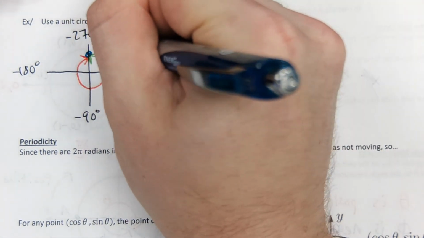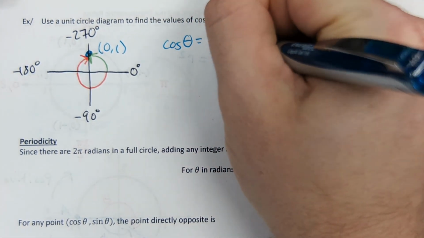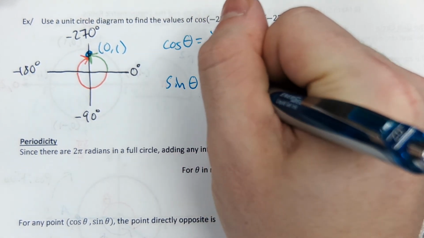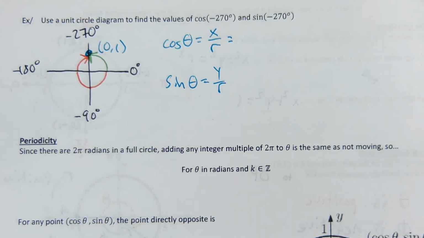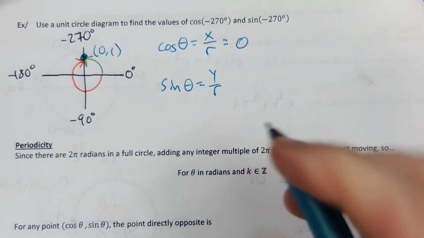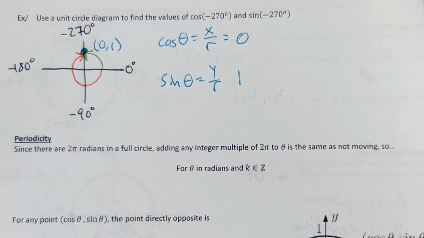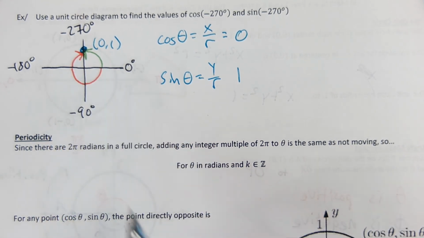0 comma 1. Great, because cosine of theta is x over r, and sine of theta is y over r. Both of them have an r of 1. So cosine is just x, and sine is just y. How about that? Or you could have remembered that every point in the Cartesian coordinate system is cosine theta comma sine theta. So 0 is cosine theta, 1 is sine theta. That's just another way of seeing instantly what it is.